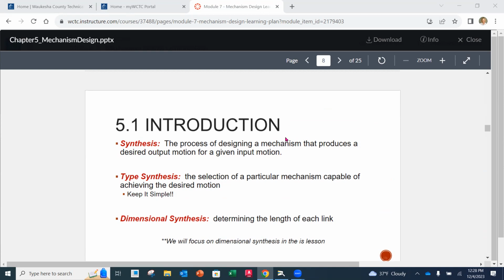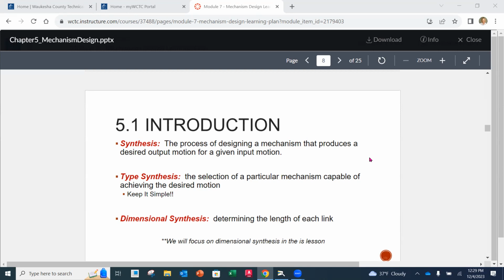So in our first section here, 5.1, which starts at the very beginning of our chapter on page 109, synthesis, all right? That's a little bit different word for us, but it's really just the process of designing a mechanism that produces a desired output motion for a given input motion. So many times we're going to know what our driver is, what our given is, like what do we have to start with? A lot of times it's a motor of some sort or an engine. And then we have a desired output that we want to get to. So it's kind of like figuring out that design process from what we have initially to where we want to end up. Okay.